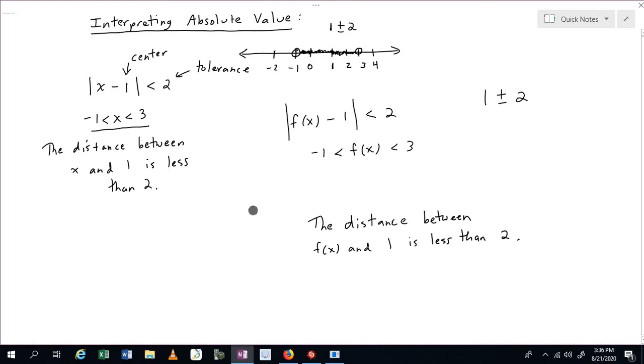I want you to keep this in mind as we work through section 2.7. I think it's important that you understand each of these different interpretations of the absolute value symbol.